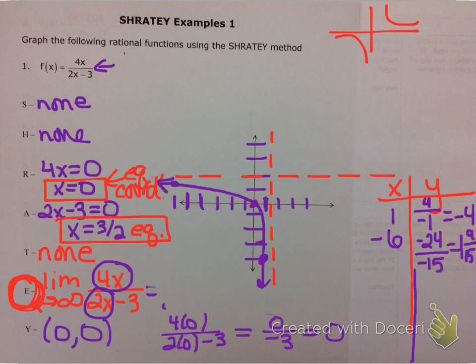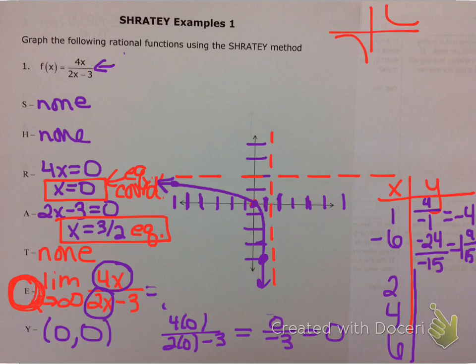So here's my vertical asymptote. I'm going to choose the number immediately to the right of it. I'm going to choose 2. I'm going to choose another one just a little bit farther down, maybe like 4. And then I'm going to choose one as close to the edge as I can get it, so like 6.